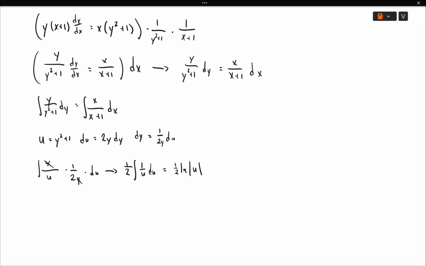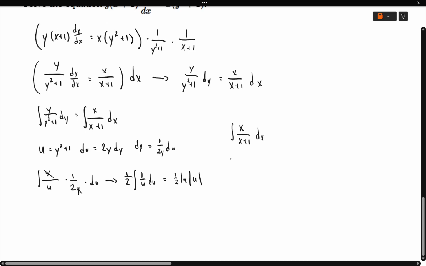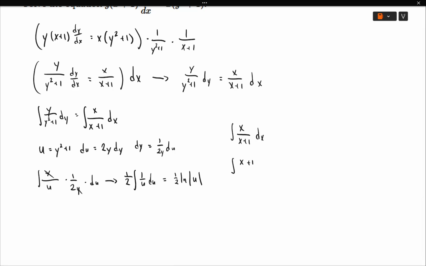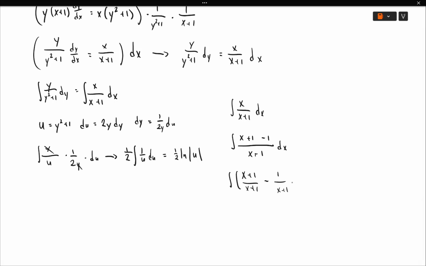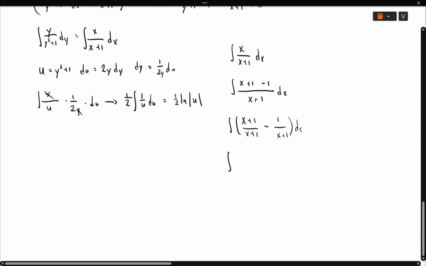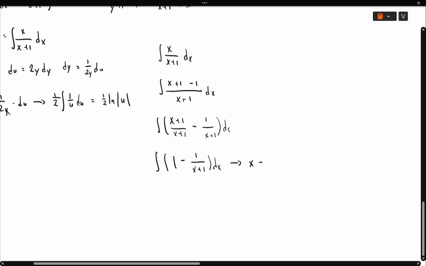And so now we're going to do the x side. We have the integral of x over (x plus 1) dx. We're going to do a little shortcut called plus 1 minus 1. We're going to do the integral of (x plus 1 minus 1) over (x plus 1) dx. So this will get us the integral of (x plus 1) over (x plus 1) minus 1 over (x plus 1) dx, which simplifies to the integral of 1 minus 1 over (x plus 1) dx, which just becomes x minus ln absolute value of x plus 1 plus c.